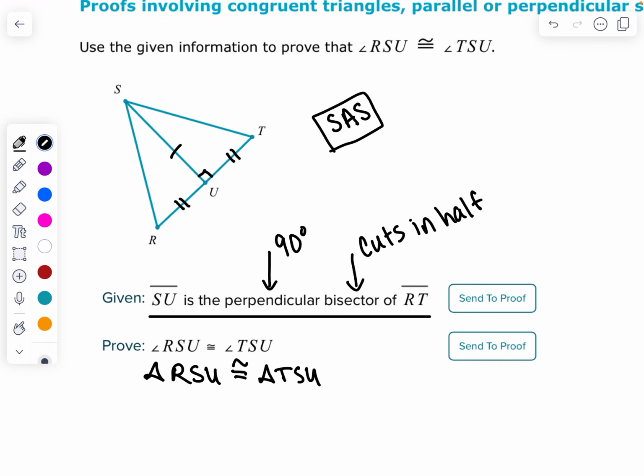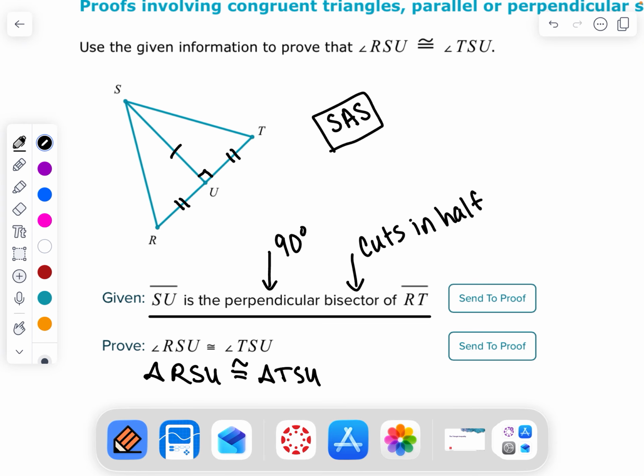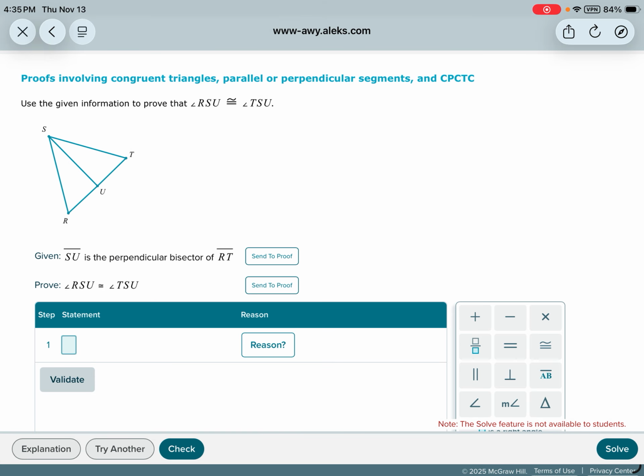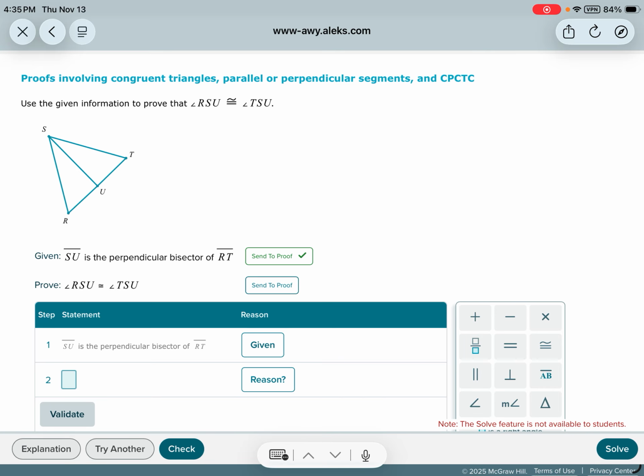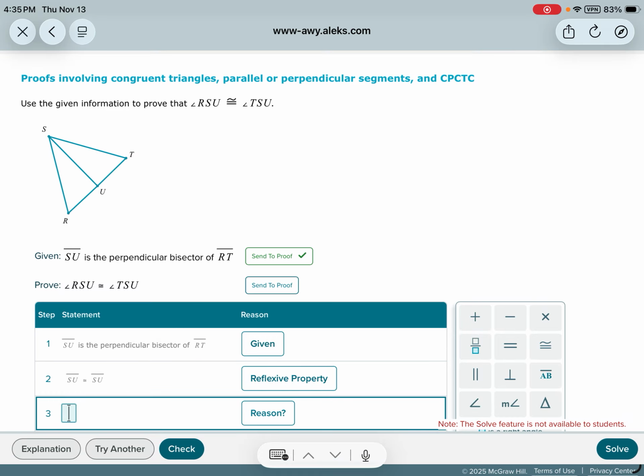Okay. Now writing this is going to be one extra step further. So let's get over here and let's try and write this, okay? So we're going to put our given in. Now let's write the easy one. SU congruent to SU by reflexive. Done. All right. Now the bisector part, that was pretty straightforward. We could write that RU is equal to UT. So let's do that.